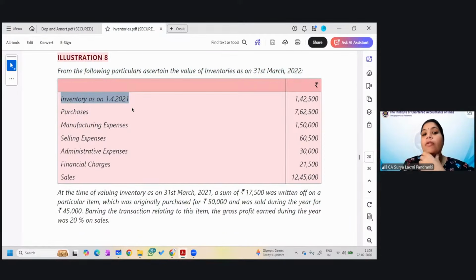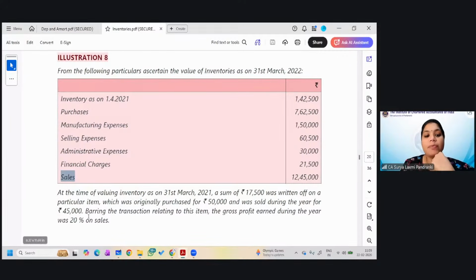Inventory as on 1/4/2021, which means this is your opening inventory. Clear? Because it is the opening date, the inventory as on that date will be your opening inventory. Very good. You have purchases given, manufacturing expenses, selling expenses, admin expenses, financial charges, and sales are also given to you. Okay, good. Now, what else is given?